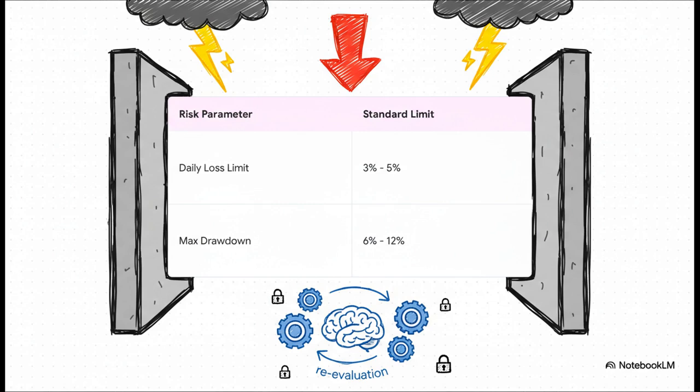You implement the same risk guardrails they do. A hard daily loss limit, say 3 to 5%. A maximum drawdown that, if you hit it, forces you to stop and figure out what's wrong. These aren't just suggestions. They are concrete walls designed to protect you from your own worst emotional impulses.